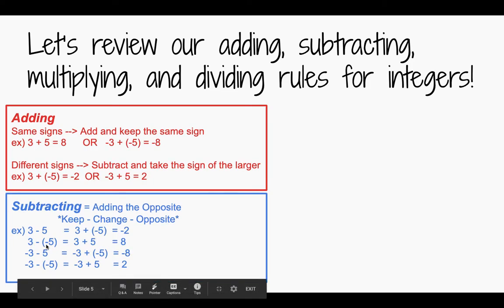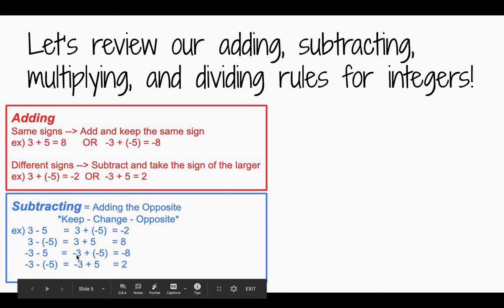So let's do keep, change, flip, or keep, change, opposite. So we keep the 3, we change the minus to a plus, and we make negative 5 its opposite. Negative 5 now becomes positive. So our equation now is 3 plus 5, which is positive 8. Next, negative 3 minus 5. We keep, change, flip: negative 3 stays the same, minus changes to a plus, and we make this positive 5 its opposite, which is negative 5.